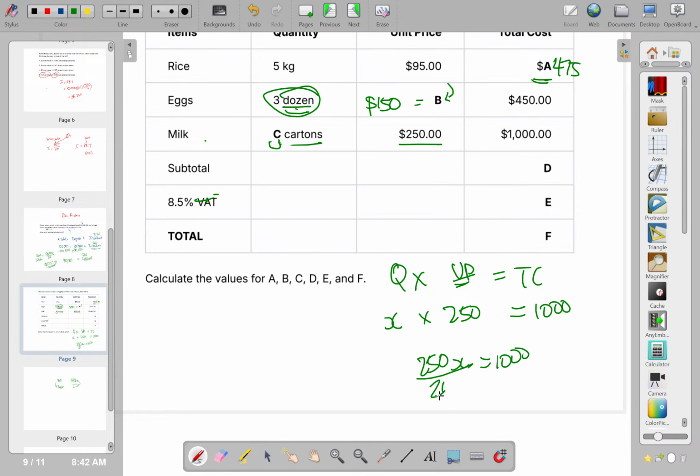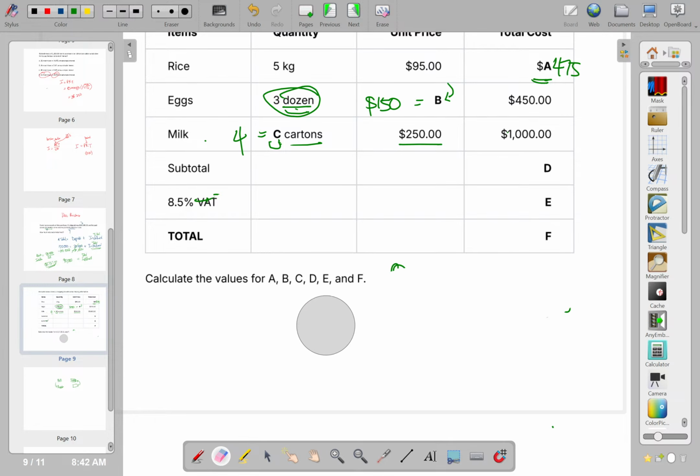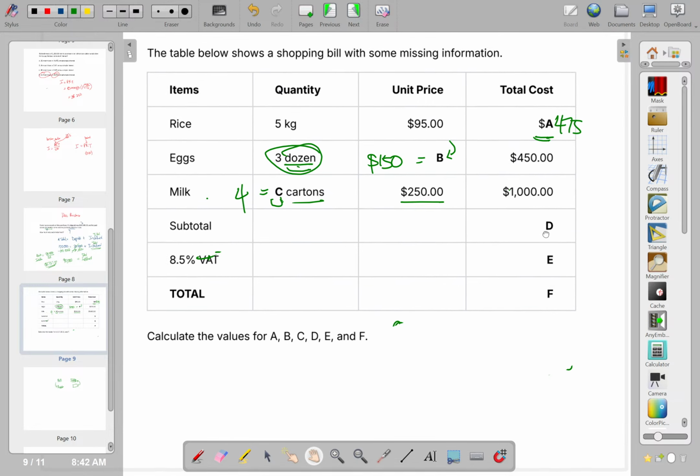Divide by 250, divide by 250. You get that the number of cartons of milk that you purchase is 4. So C equals 4 cartons. There we go. Awesome job, Shaniqua. This is an actual simulated type of question that CXC gave in one year. So we want to make sure.